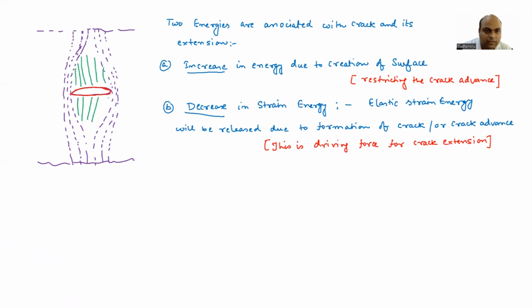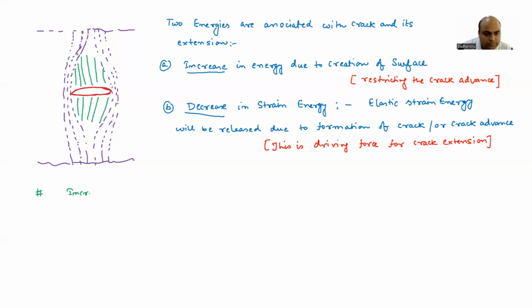Okay, so this is the region because of which there is a decreasing strain energy of the system. So one is positive, one is negative. Okay, now let's see the calculation, the quantitative version.